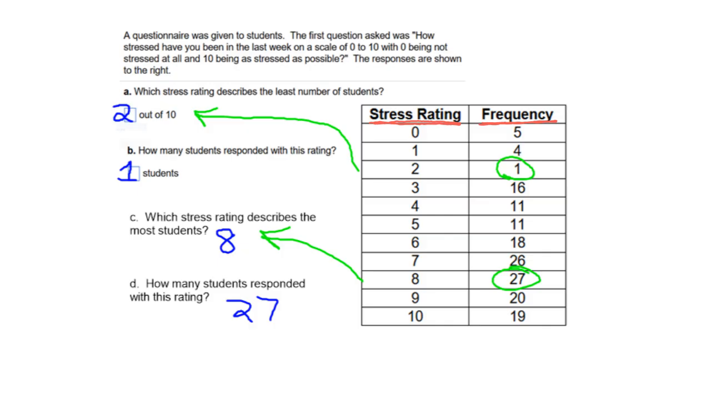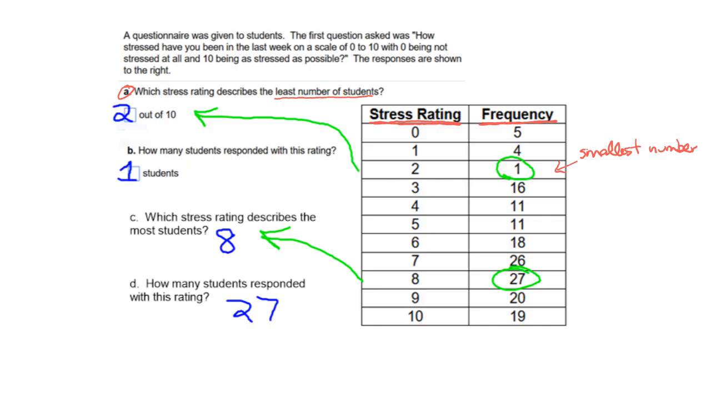All right, our question number 1, or A here, says, which stress rating describes the least number of students? So when it says least number of, you're looking at the frequency. So for the frequency, we'll look for the smallest number. Again, the smallest number means the least. And so we notice it's a 1.